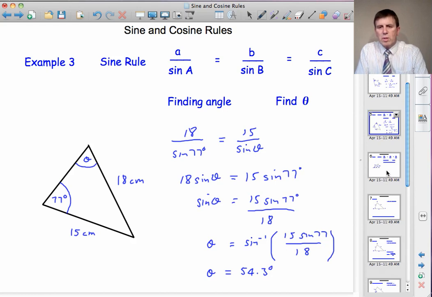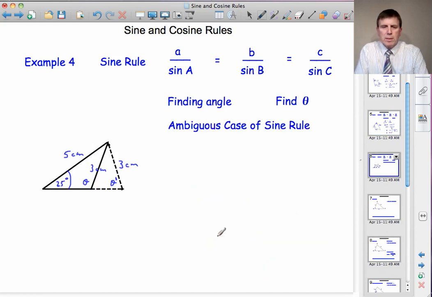Moving on now to example 4. I've made this one more complicated. We're going to have a look at something called the ambiguous case of the sine rule. It turns out that sometimes there can be more than one answer when you're trying to find an angle. In this triangle, there's a 25-degree angle. The opposite side is 3 centimeters. There's an angle theta, and the opposite side is 5 centimeters.